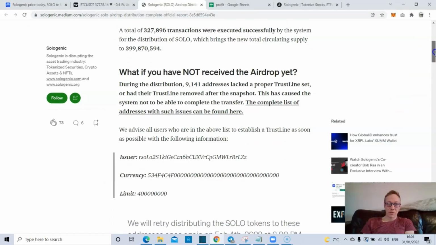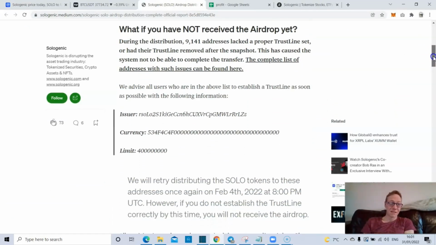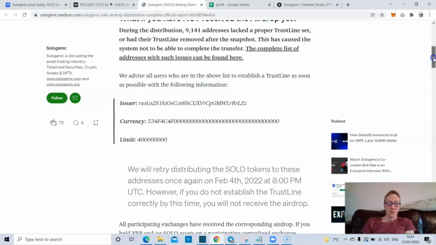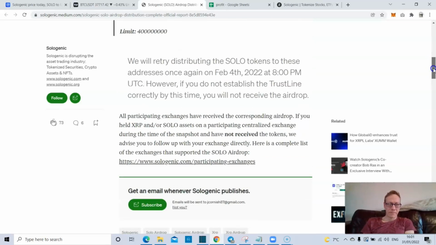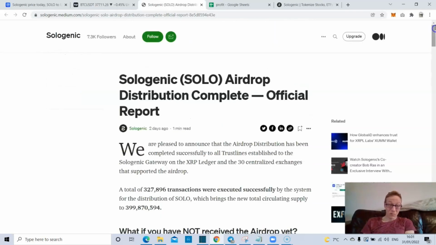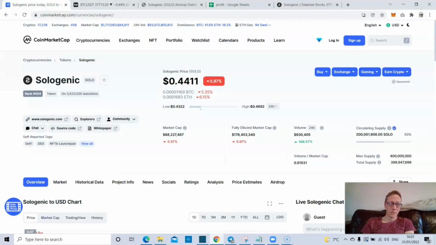During the distribution, there were a few that lacked a proper trust line set. And this caused the system to not be able to complete the transfer. They will retry distribution, but all complete. So right now, when you're looking at basically 400 million knocking about with a price point of 44 cents, you're looking at around $196 million. So a decent sized market cap.